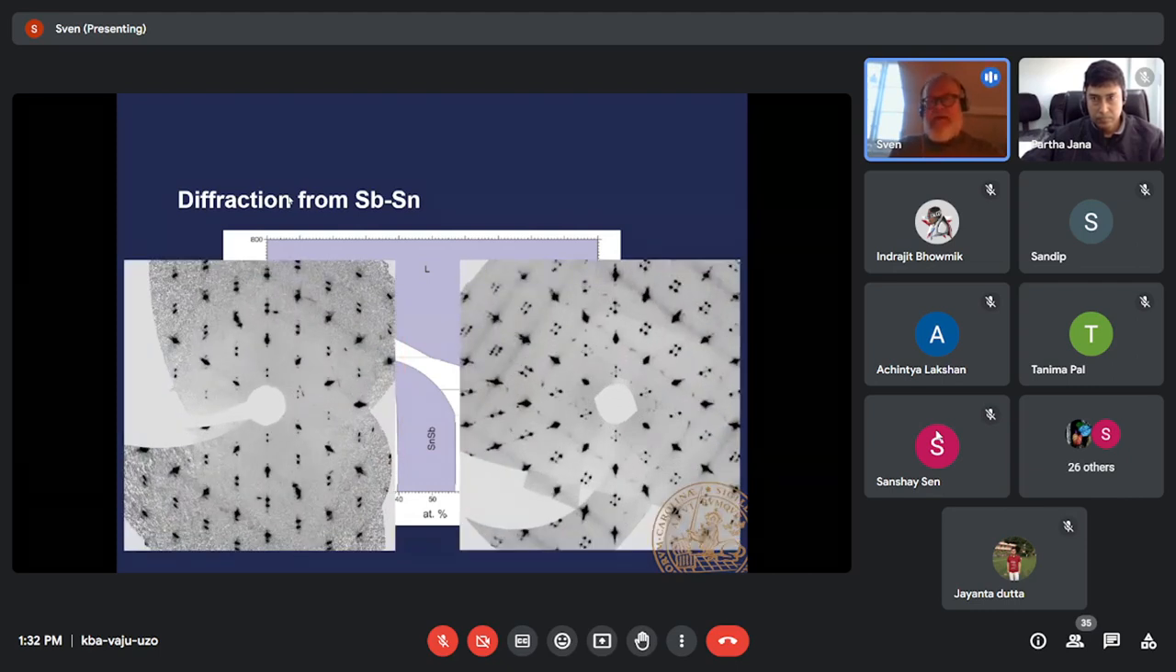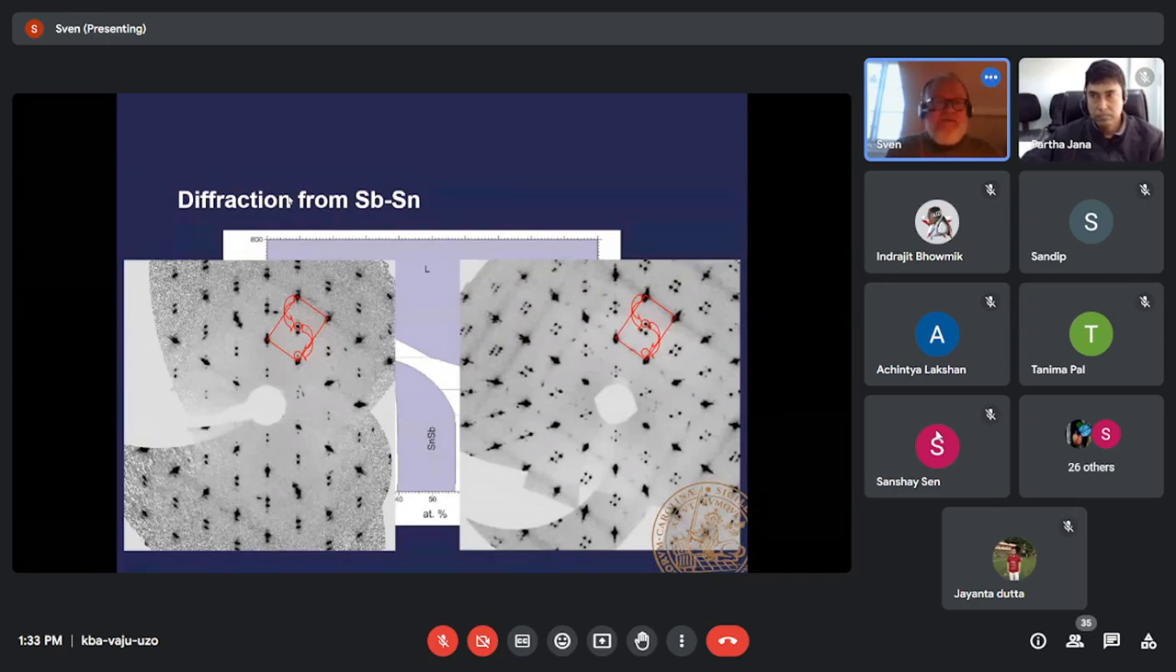There seems to be a lot of things going on here. So let's try to analyze what this diffraction pattern means. This is a modulated structure, a structure with a periodic distortion that is incompatible with the basic lattice. So you have a basic unit cell, and then you have a set of satellites.